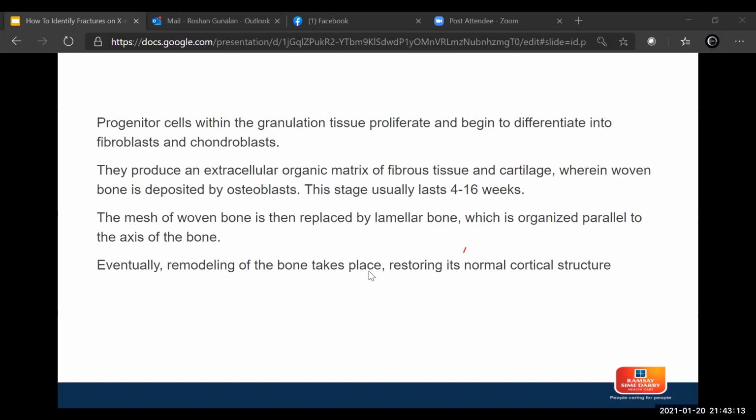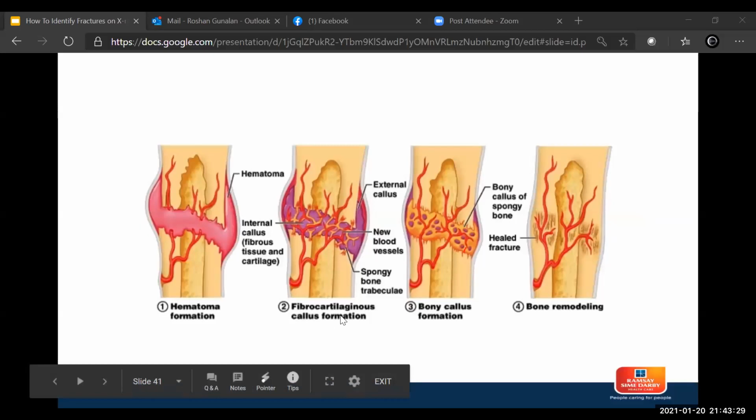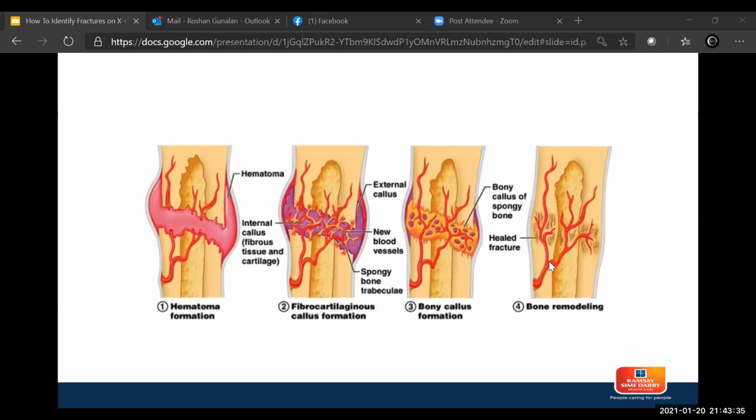So why is that important? Usually when a fracture occurs, you follow up patients after that. And the best way to see how well the healing is going is to identify it on an X-ray. This is a diagram showing you the fractures. Initially hematoma formation, then fibrocartilage and callus formation happen. Then the bony callus forms, and finally you get remodeling of the cortical surfaces. This is the process of bone healing.